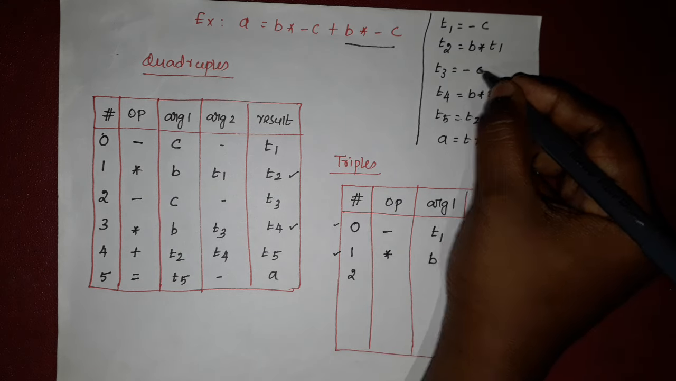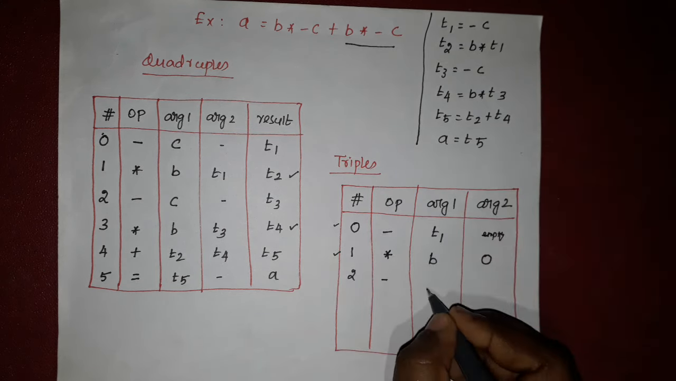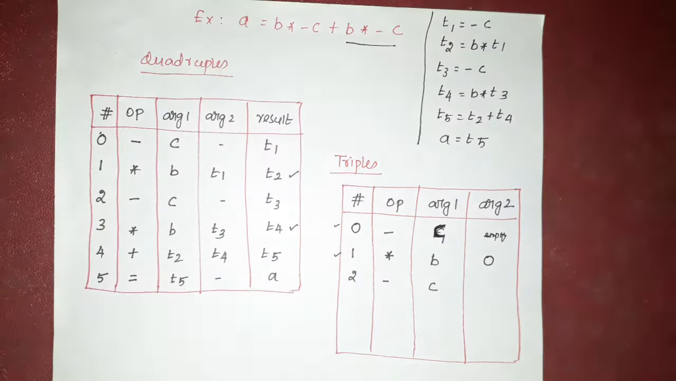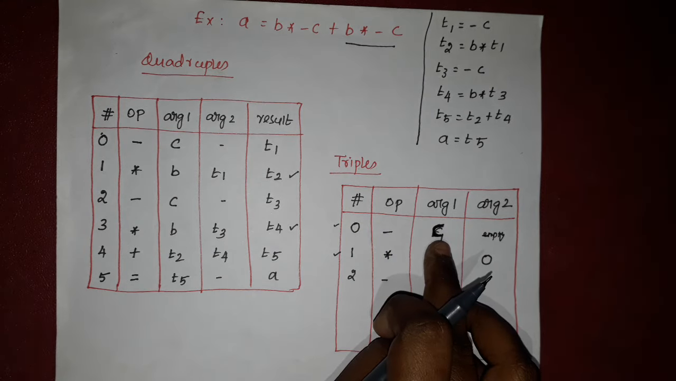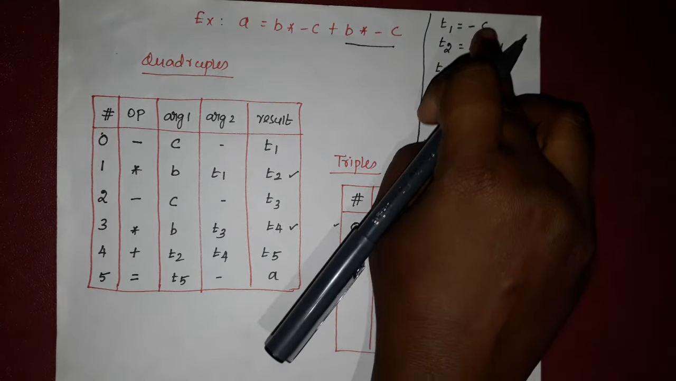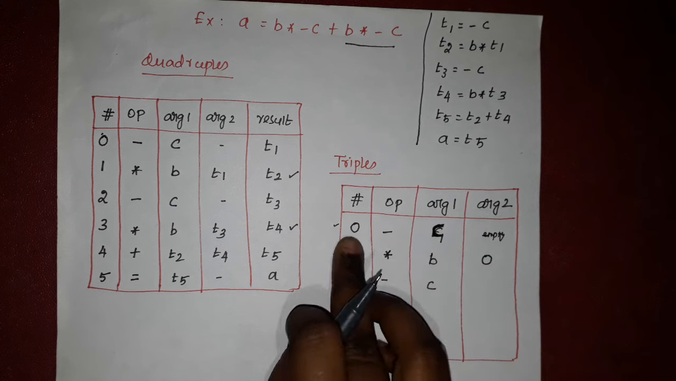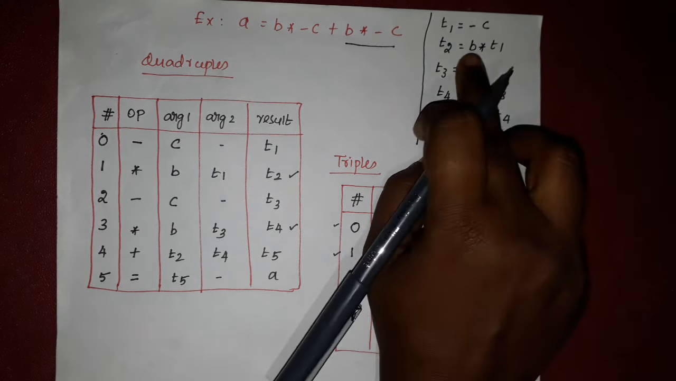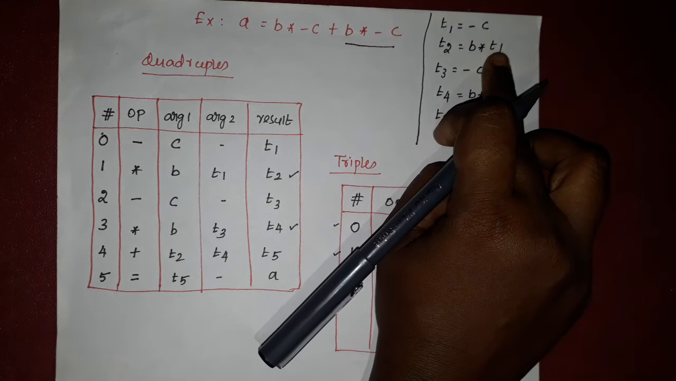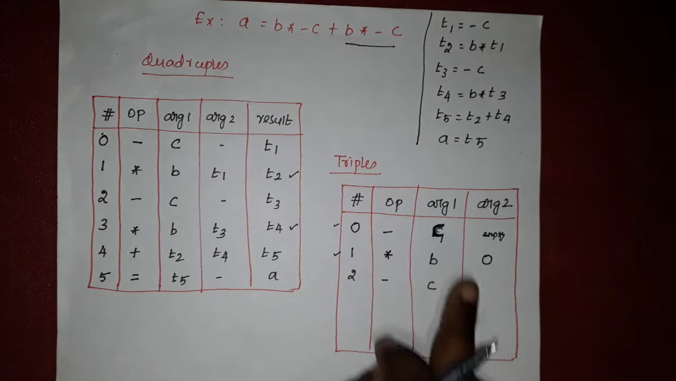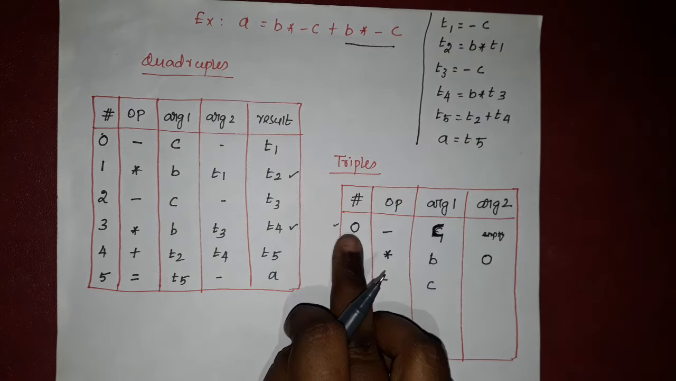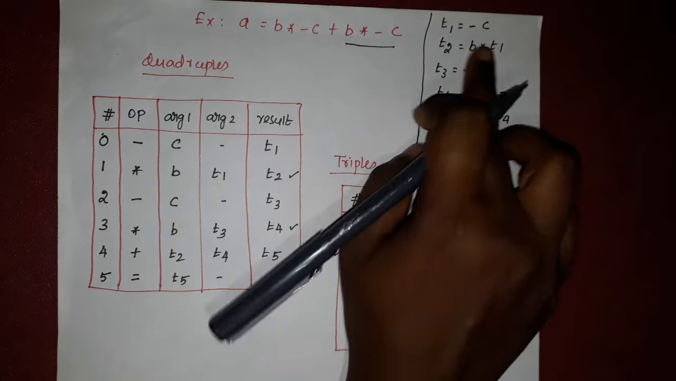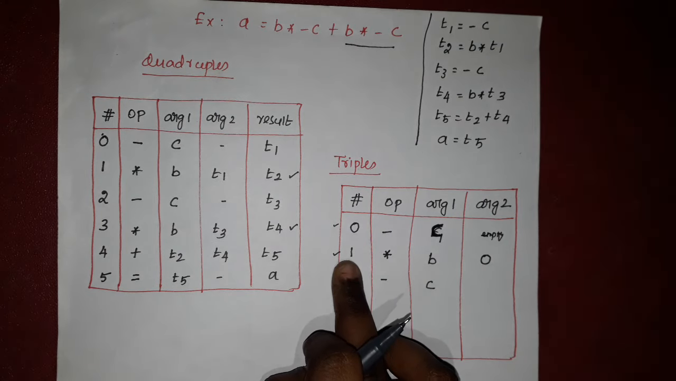Here the operator is minus and argument 1 is C. Sorry, this is minus C. This is the operator and this is argument 1, C. It will be automatically stored in 0. Then the second operator is star. Argument 1 is B, T1, but here there is no temporary variable column. So the result T1 will be stored in 0. So we are writing 0 for argument 2. So this B star T1 will be stored automatically in the index value 1.